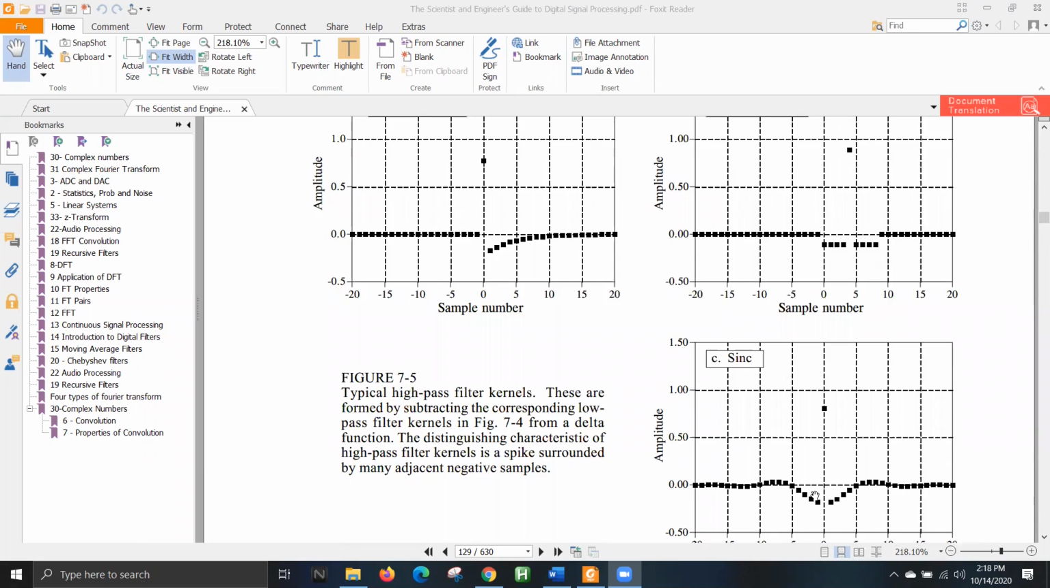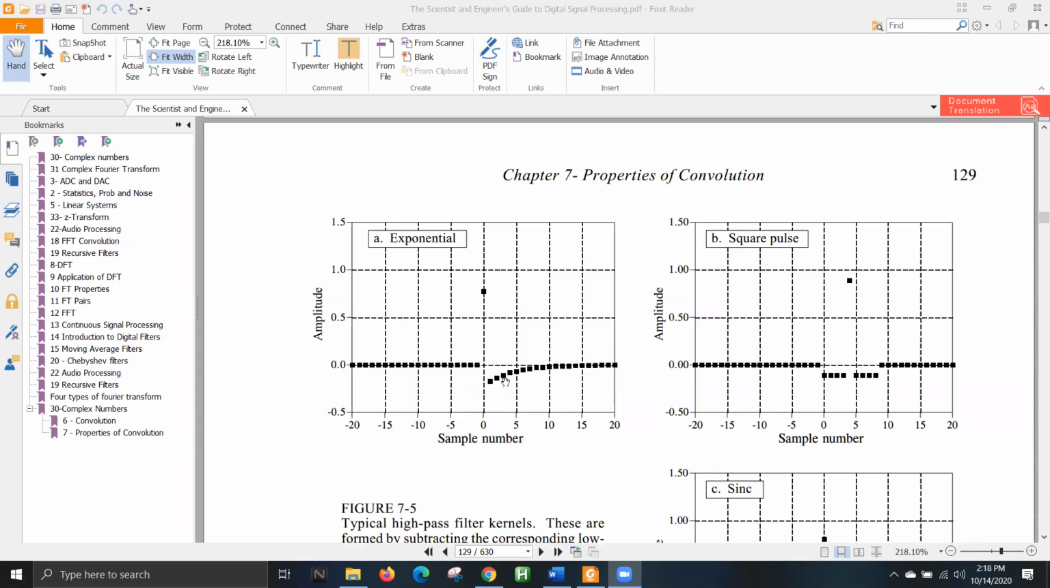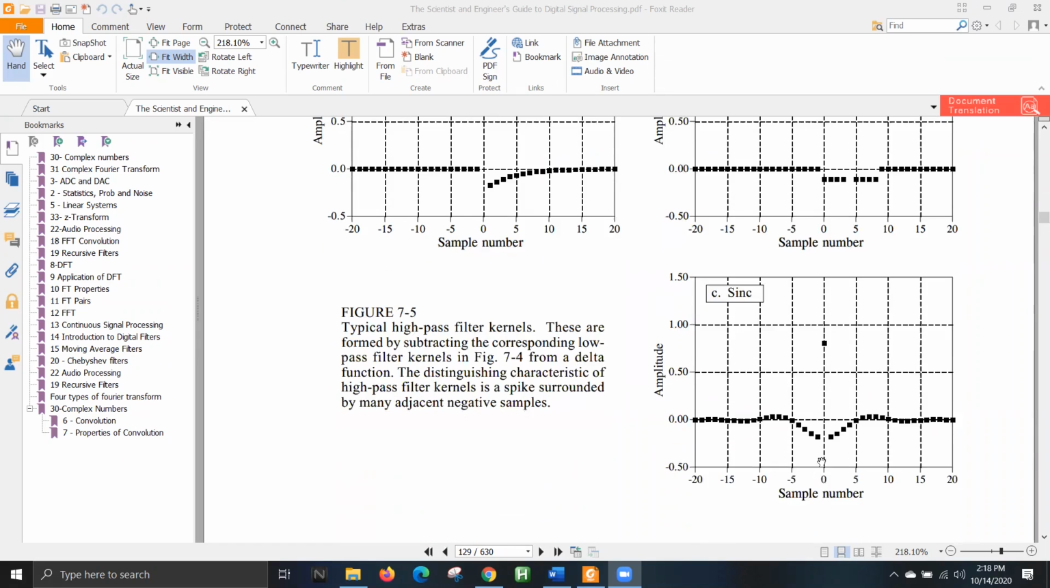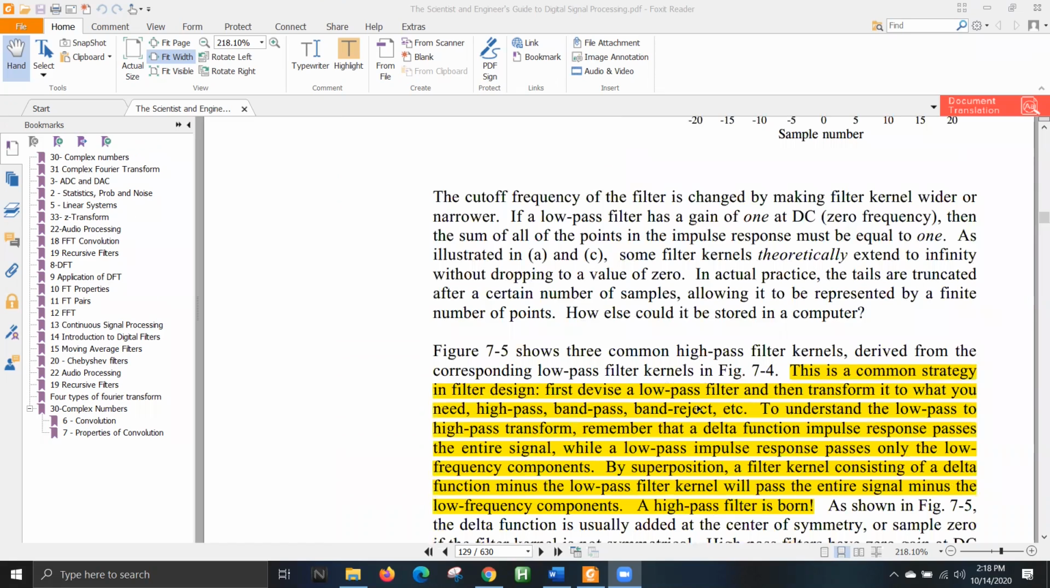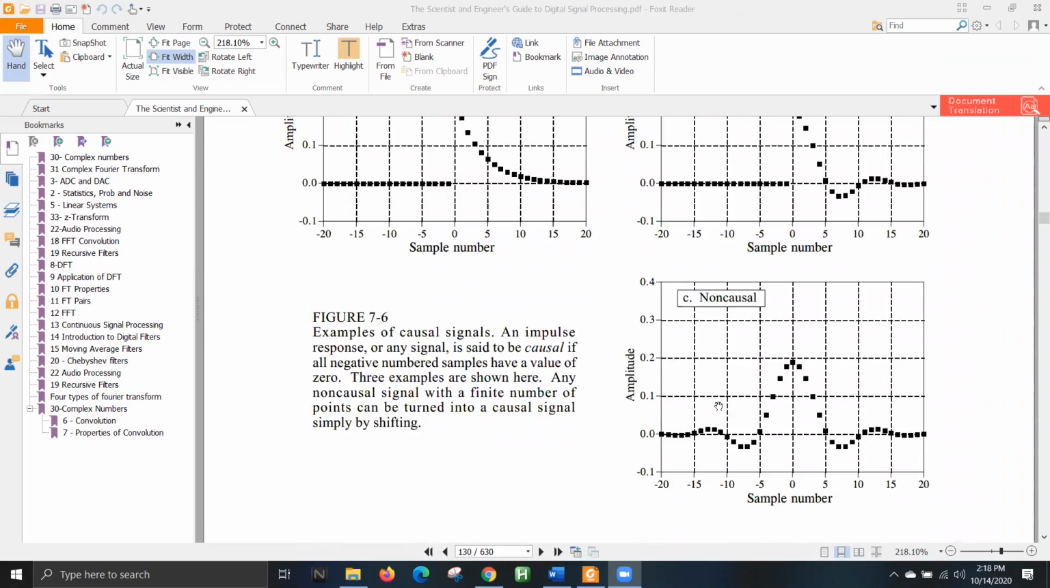Everywhere else will be symmetrically negative. Not symmetrically, it will depend on the corresponding low pass filter. As you can see, this is not symmetric, but this one is symmetric and this one is symmetric. Anyway, so this is how you get a high pass filter from a low pass filter.